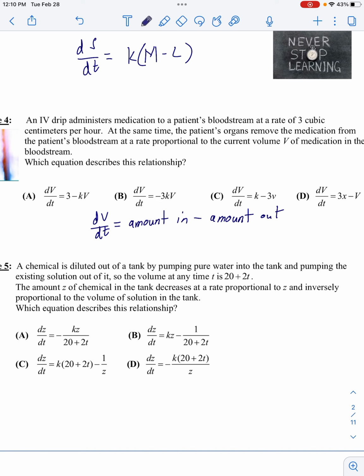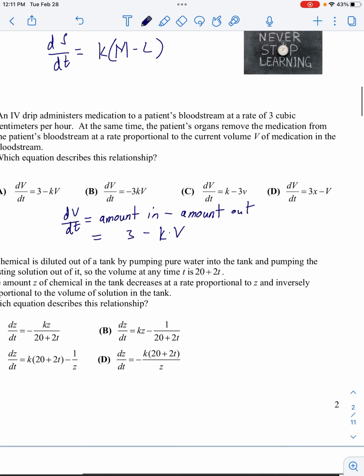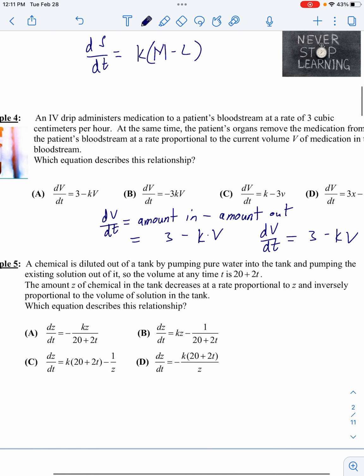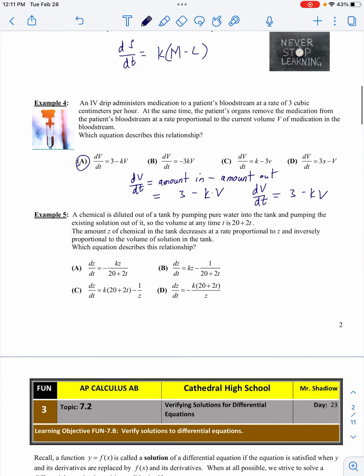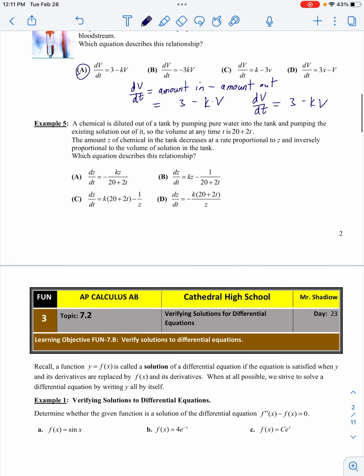So what's the rate that it's entering at? It's entering at 3. The amount in is 3 cubic centimeters per hour. And they're removing the meds at a rate proportional to the current volume of medication, so K times V. So dV/dt equals 3 minus KV. There you go, A is your answer. So it's just breaking down word problems.